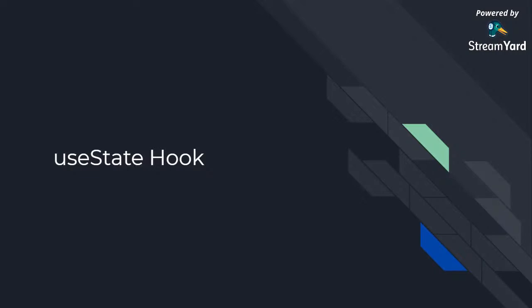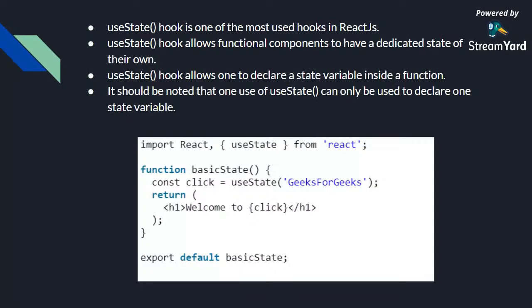Okay, so we are first starting with the useState hook. The useState hook is one of the most used hooks in React. The useState hook allows a functional component to have a dedicated state of its own. Isn't that awesome, to use state inside a functional component? Before that, we would need to make it a class component or a higher order wrapping component. This enables a much simpler code style for React, especially for a functional component.